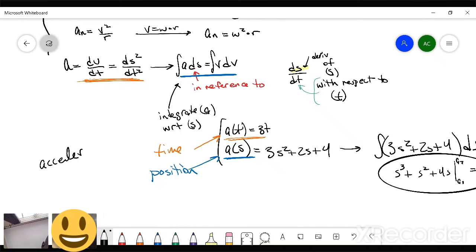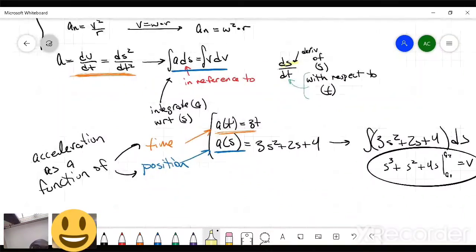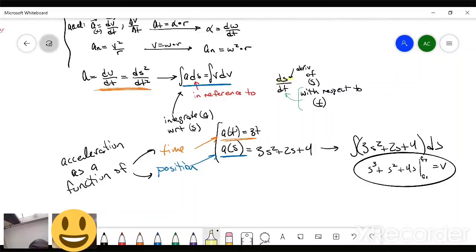Acceleration as a function of, that's what it is, as a function of. And so you can have it as a function of time, which is the most common one. If you have a with respect to time, then bam, you use the time representations. If you have a with respect to position, then you're going to use the funky positional version. Make some sense?